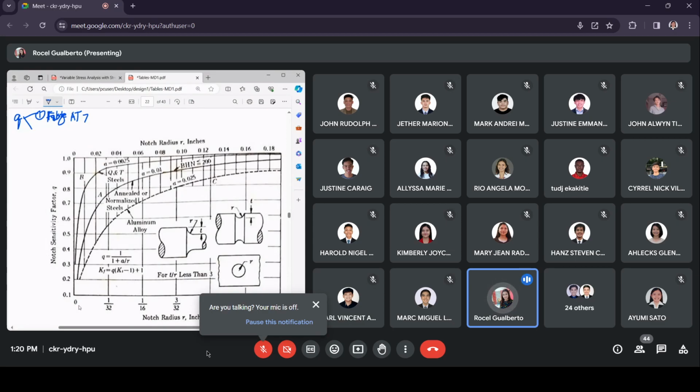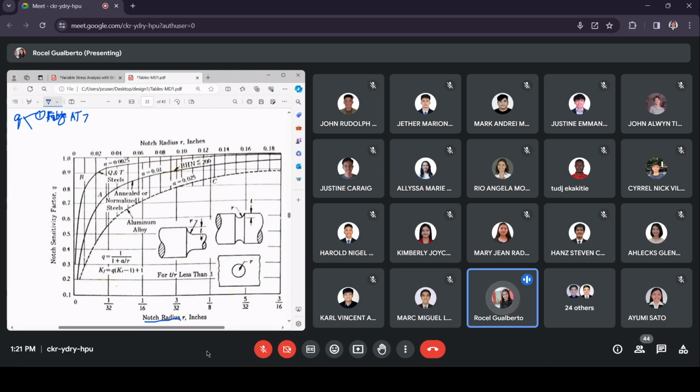On the x-axis, you would see the notch radius. For example, we have a machine member with a central hole, so just take the value of the radius of the central hole. If the member comes with a groove, what is the radius of the groove? If it has a fillet, then what is the radius of the fillet? That is all we will look at.